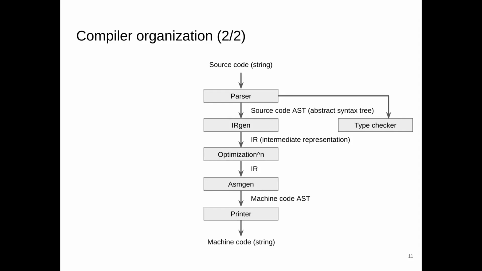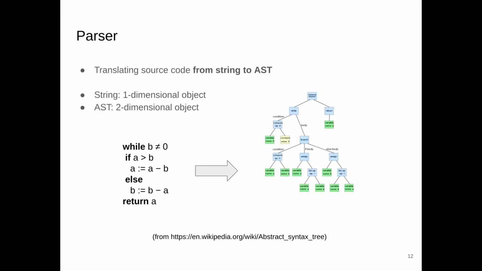So we are going to look into each part of the compiler one by one, starting from the parser. The parser, as I said, translates source code from string to AST. The main difference between the two representations is that the string is a one-dimensional object. It is basically a one-dimensional array of characters, like WHILE blah blah blah. On the other hand, an AST is a two-dimensional object, which is basically a tree.